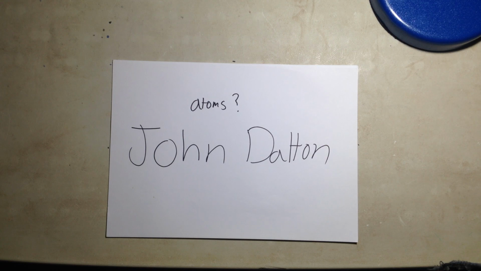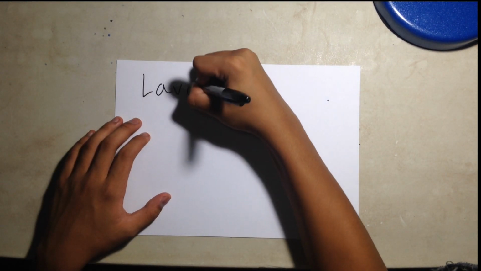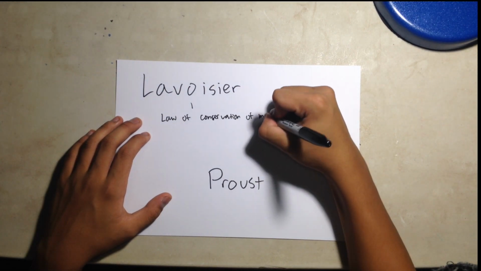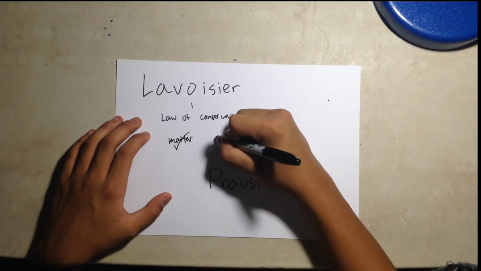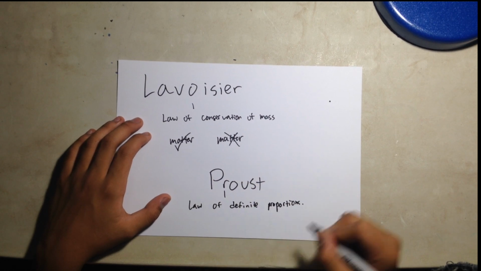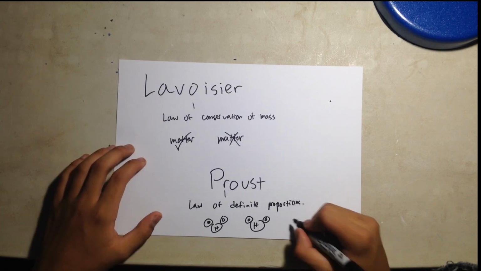Before we talk about John Dalton, I would like to bring up two other scientists who also inspired John Dalton: Antoine Lavoisier and Joseph Proust. Lavoisier discovered the law of conservation of mass, which states that matter can neither be created nor destroyed. Joseph Proust discovered the law of definite proportions, which states that a given chemical compound always contains its component elements in a fixed ratio.